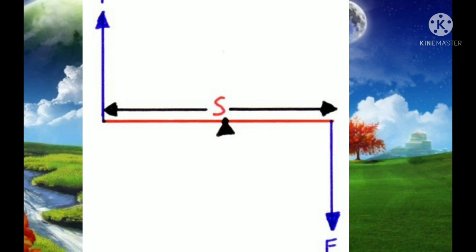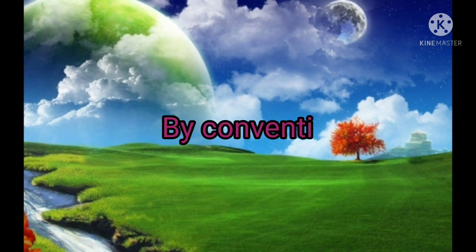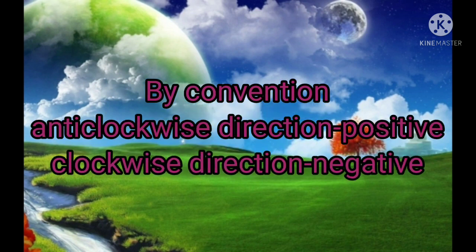And the unit of the moment of a couple is Newton meter. In the SI system it is Newton meter, but in the CGS system it is represented as dyne centimeter. By convention, the direction of the moment of the force or couple is taken as positive if the body is rotated in the anti-clockwise direction.